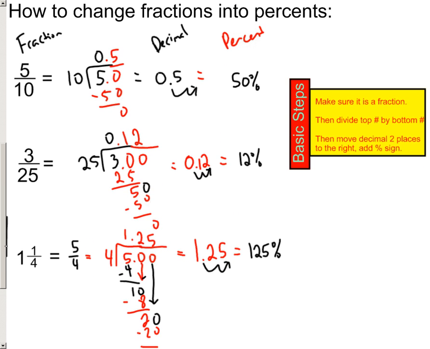So again, just make sure that you've got a fraction. If it's not a fraction, turn it into an improper fraction. We know how to do that. And then take the top number and divide it by the bottom number. And you get your decimal, and we know how to change a decimal to a percent.